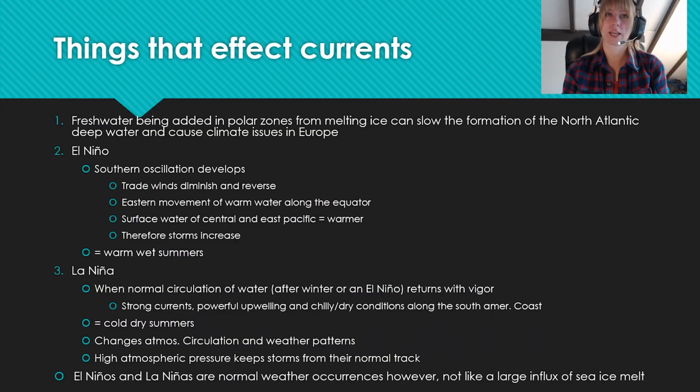So there are things that do affect our currents. One of them is fresh water being added in the polar zones thanks to the melting ice caps and snow. Normally in the summer, you're going to have the melting of sea ice. You're going to have the melting of snow and runoff.